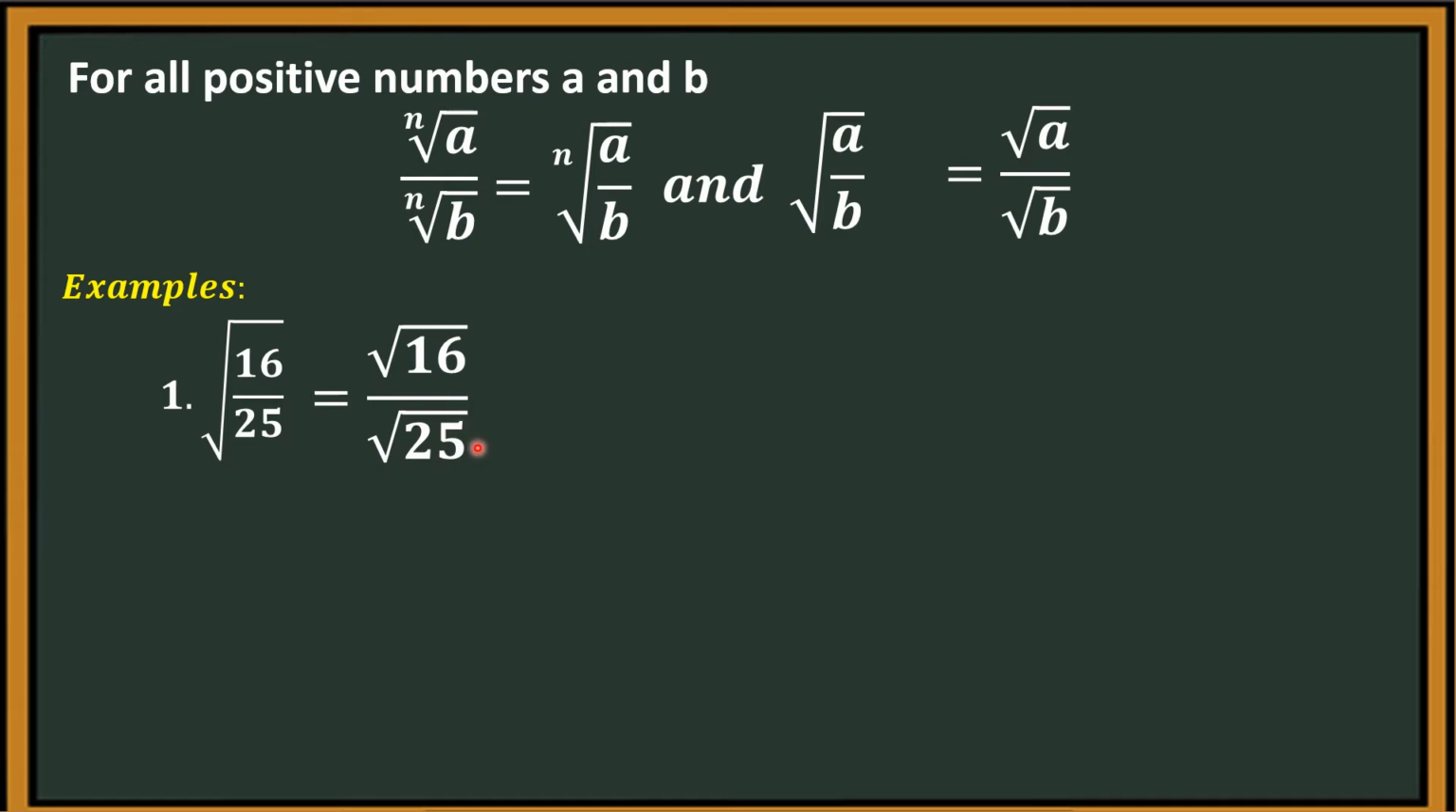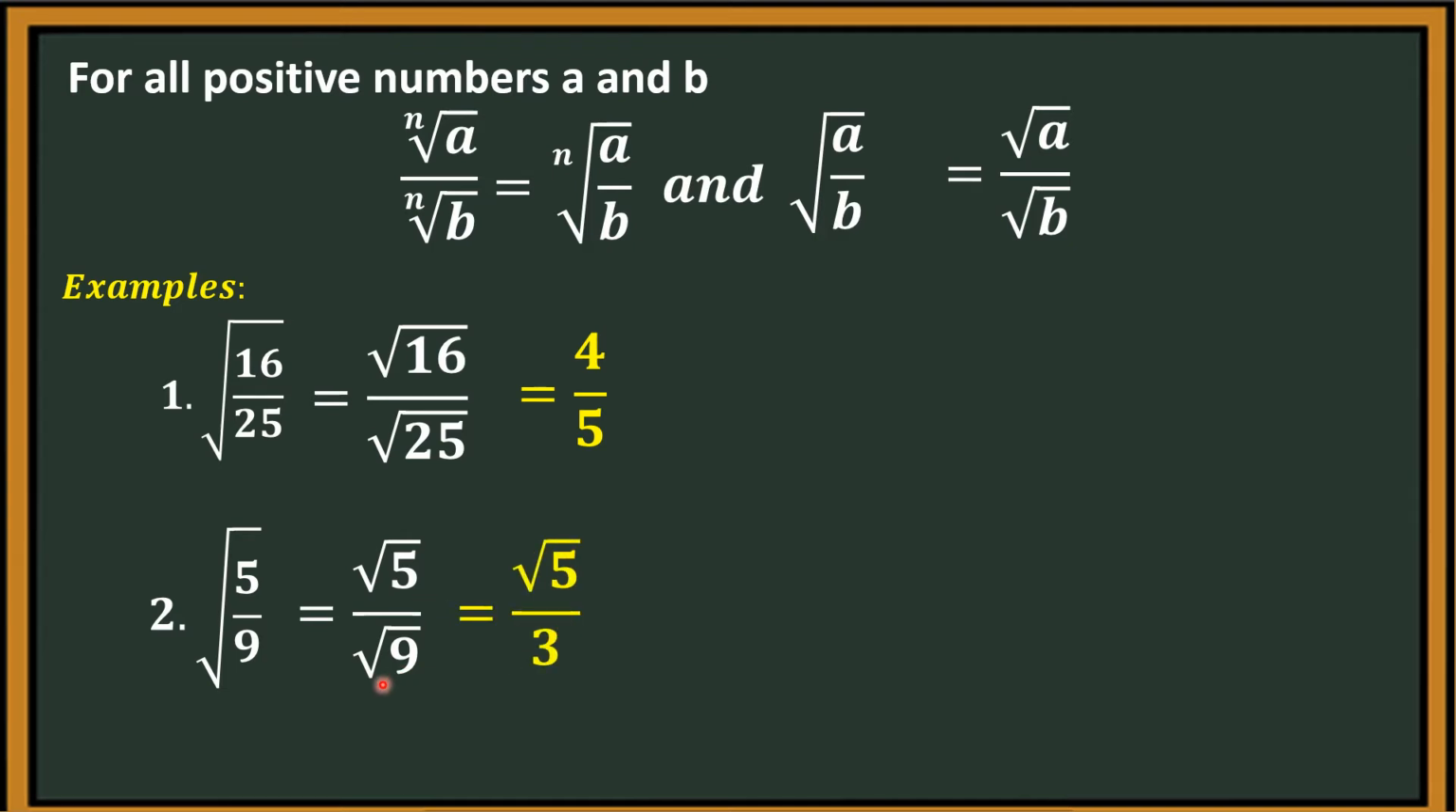16 and 25 are perfect squares. So let us get the square root of 16, that is equal to 4, and the square root of 25 is 5. So the final answer is 4 over 5. Number 2, the square root of 5 over 9 is also equal to the square root of 5 over the square root of 9. Ang 9 dito is a perfect square. So we can simplify it. You just copy square root of 5, and then square root of 9 is 3. So the final answer is square root of 5 over 3.